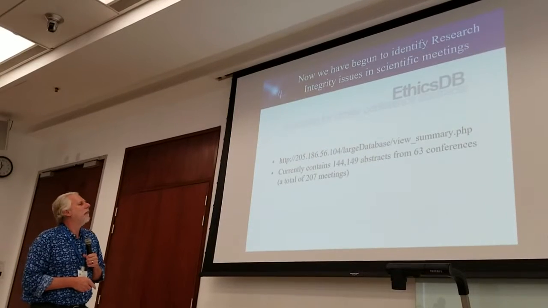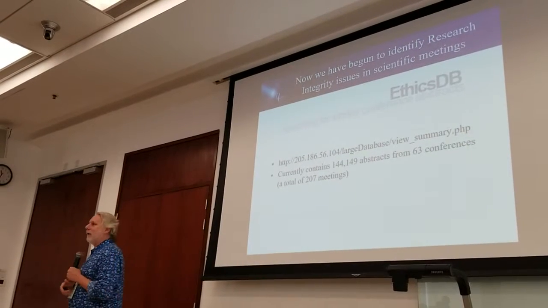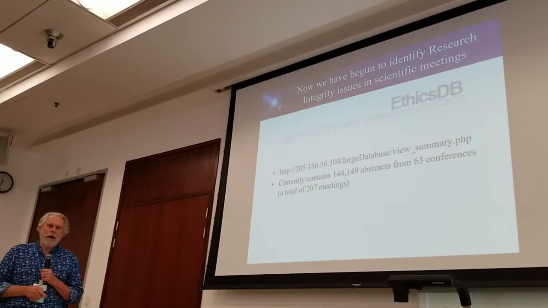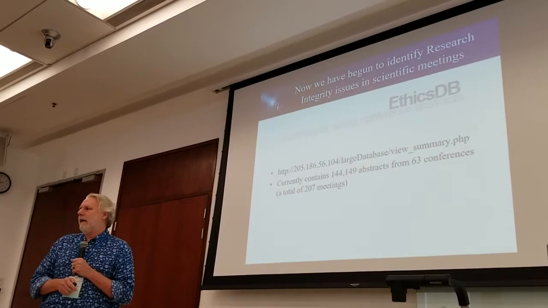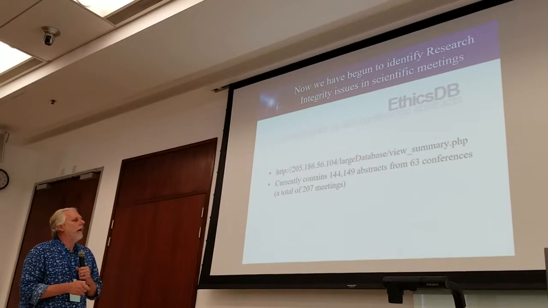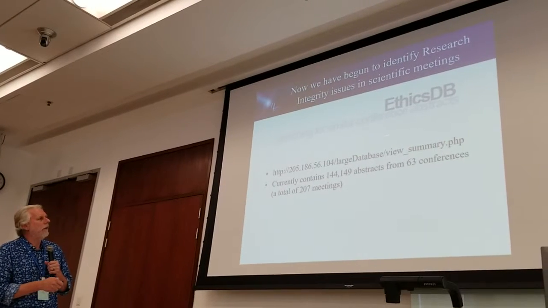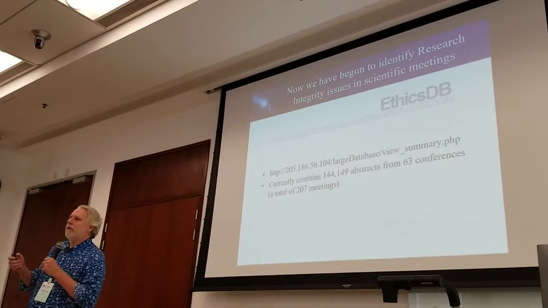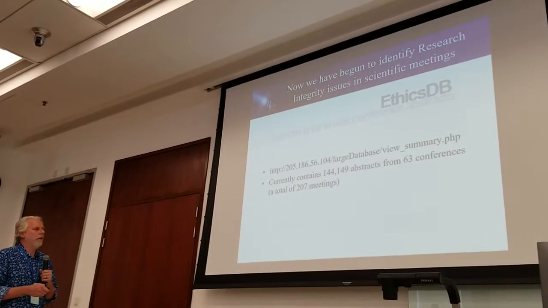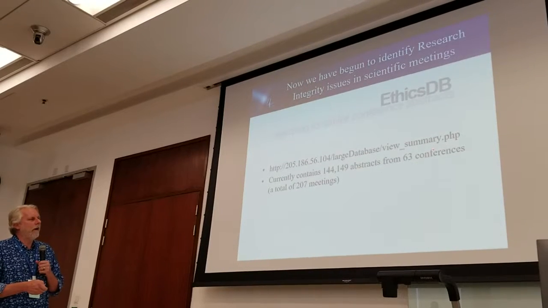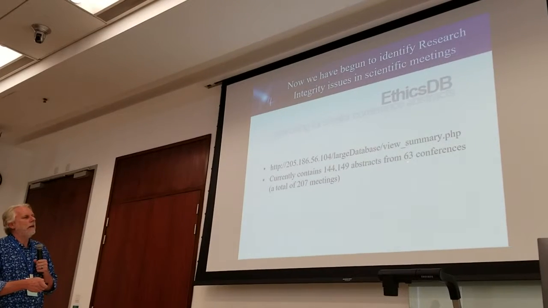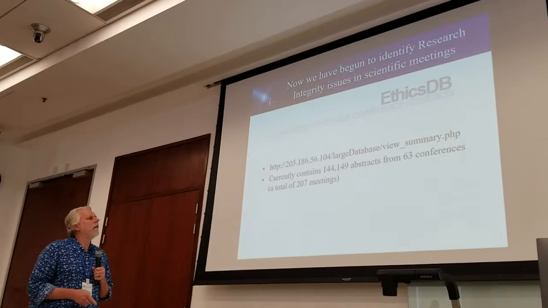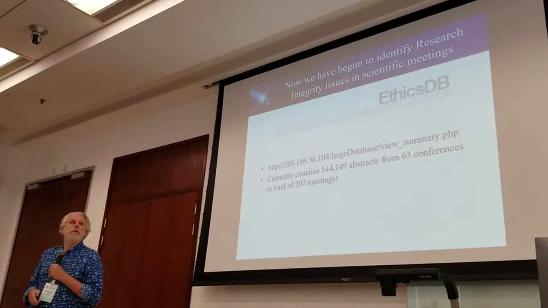then it really is a problem. So what we've done recently is that we've started downloading all the abstracts from a variety of national and international meetings, and it's going into a database, and here's the address that everybody can go and look at and use and explore. It's got a bunch of different capabilities. It currently has 63 conferences, 207 meetings across these 63 conferences, and there's about 145,000 abstracts in there so far.